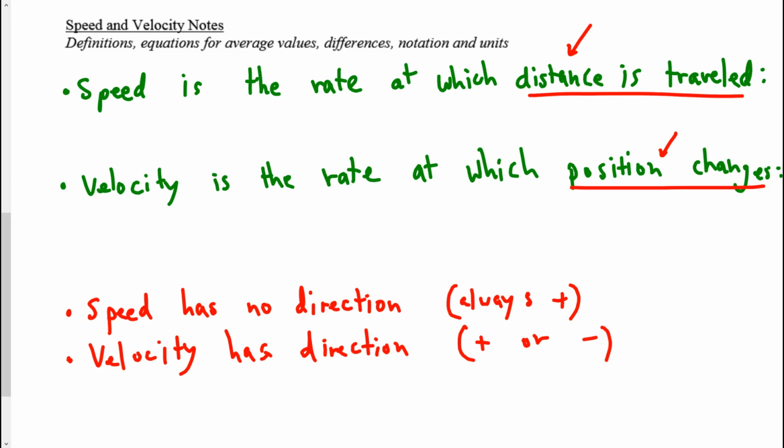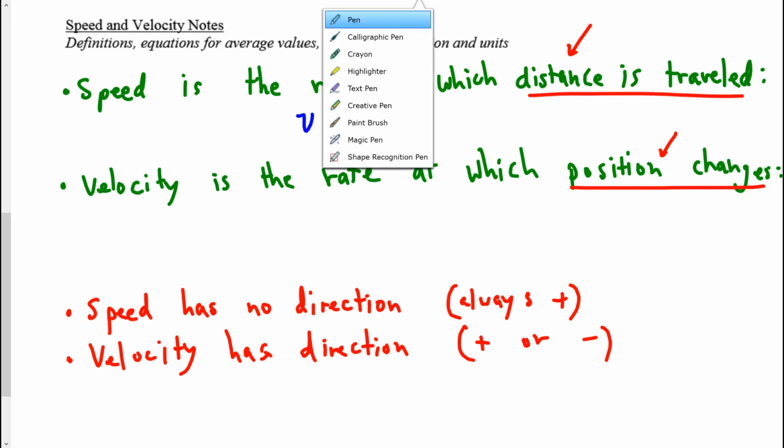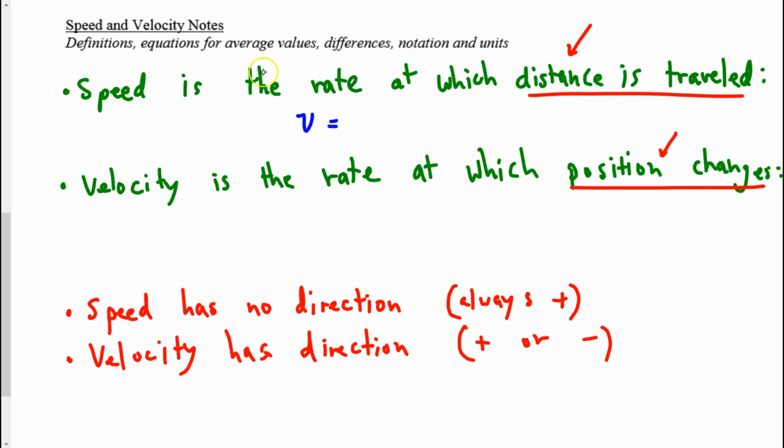Moreover, we can have it along the x direction. We could have velocity along the y direction. So we'll have to distinguish. Now let's go to the equations. The variable for speed is v. If we see the rate right here, speed is the rate, we know we have to divide in the denominator by what? Oh yeah, by delta t. And it's the rate at which distance is traveled.